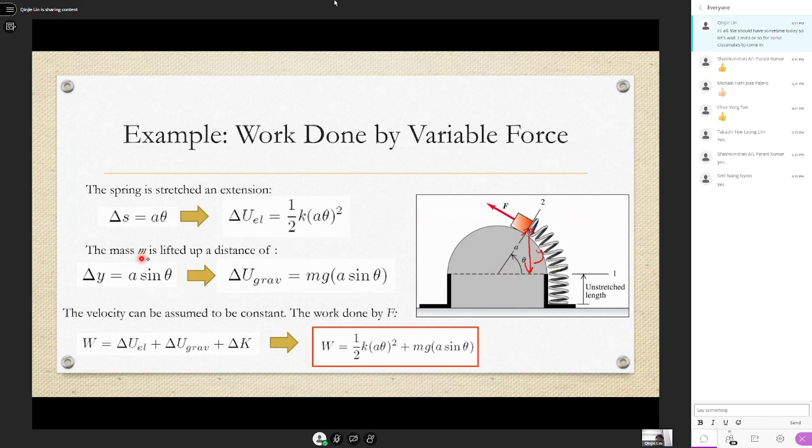Okay, trigo. The same trigo in our forces and kinematics. If you are dealing with something using the opposite, it's always A sine theta. So with this delta y, which is the change in height, we can get our change in gravitational potential energy, which is mg times change in height, right? So this change in height you sub inside here. So the work done by this force is simply adding these two up together.